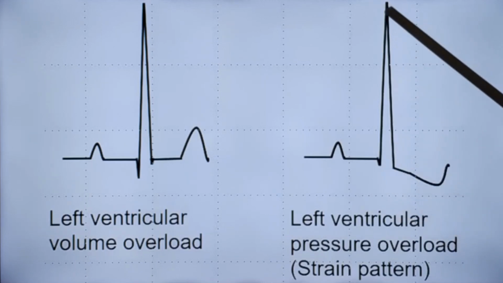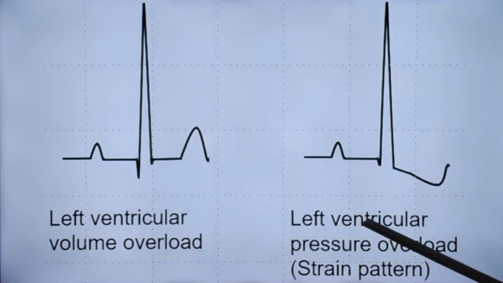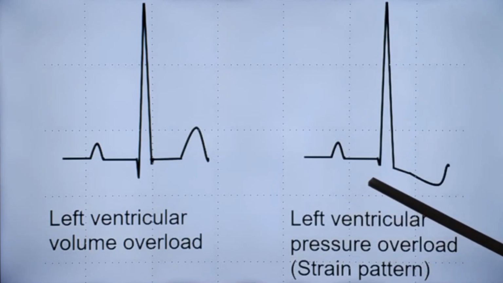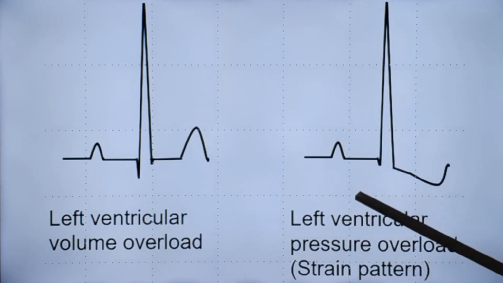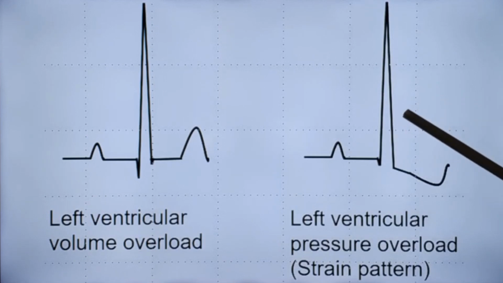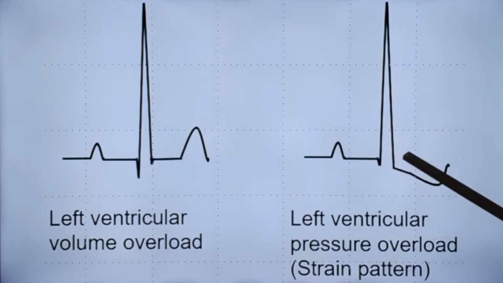These tall R waves are seen in lateral leads. Correspondingly, there will be deep S waves in V1, V2 location. And corresponding to the ST depression and T inversion, there will be upsloping elevation of ST with upright T waves in anterior leads V1, V2.